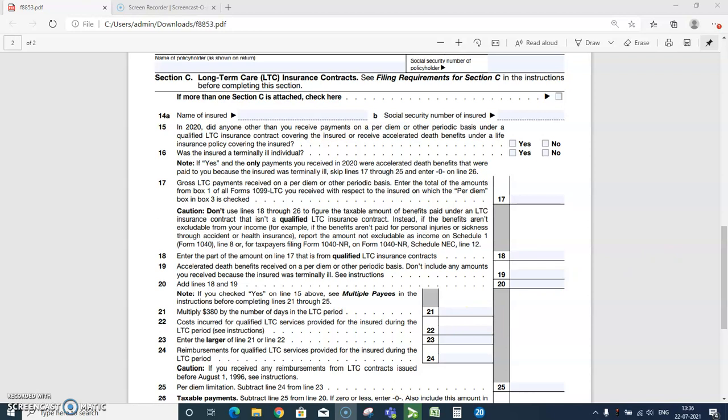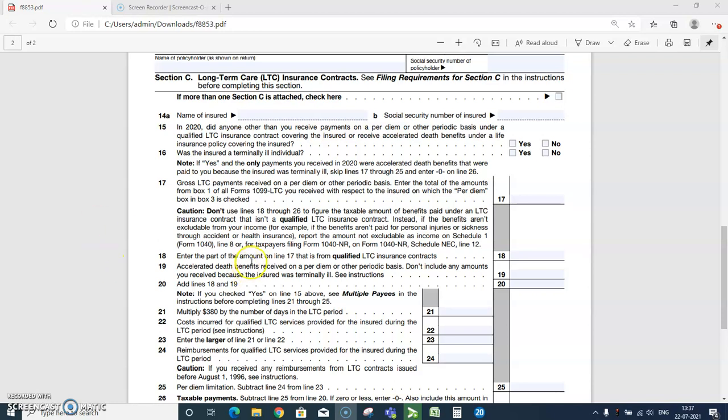Qualified LTC insurance contract. A qualified LTC insurance contract is a contract issued after December 31st, 1996 that meets the requirements of Section 7702B(b), including the requirement that the insured must be a chronically ill individual, or, if issued before January 1st, 1997, it meets state law requirements for LTC insurance contracts at the time and in the state where the contract was issued and hasn't been changed materially. Generally, payments made under a qualified LTC insurance contract are excluded from your income.